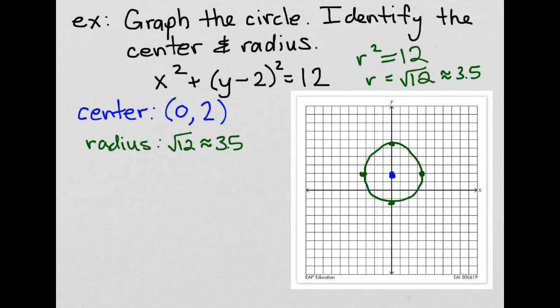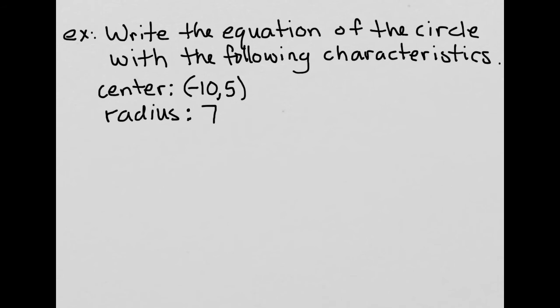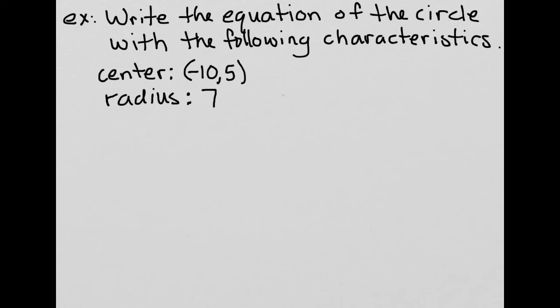Okay, let's go ahead and we're going to go the other way. We're going to write the equation of the circle with the following characteristics. So we know the center is (negative 10, 5) and the radius is 7. So we know that the basic formula for our circle is (x minus something) squared plus (y minus something) squared equals our radius squared.